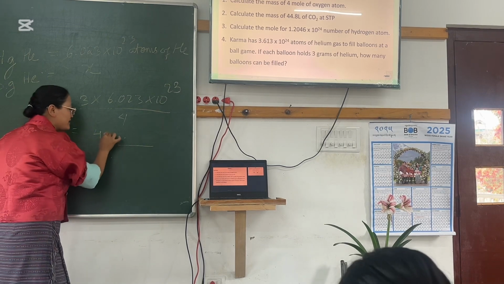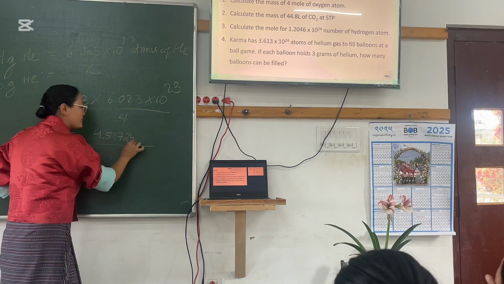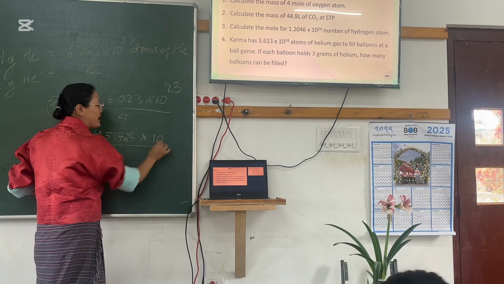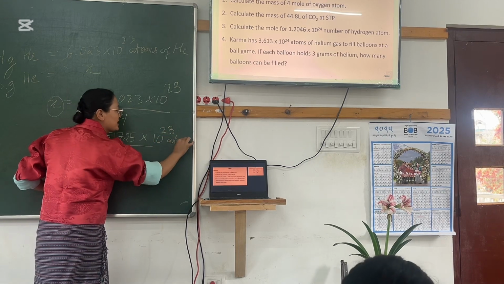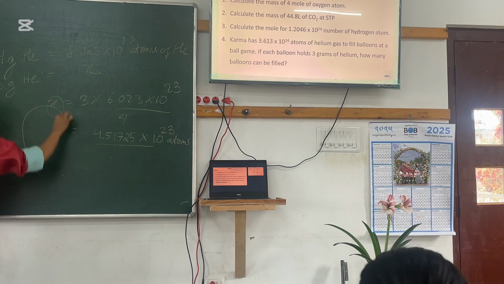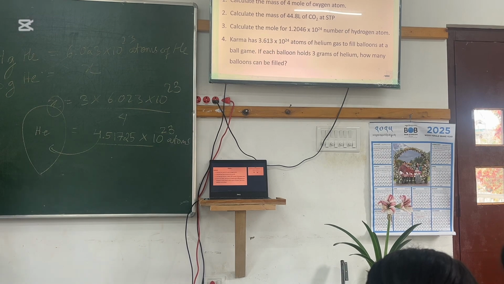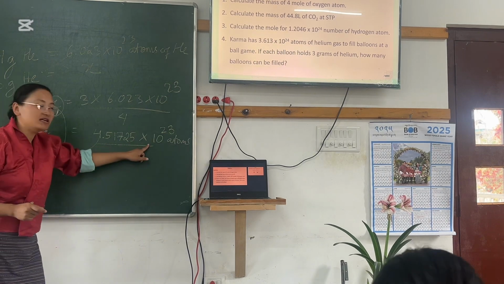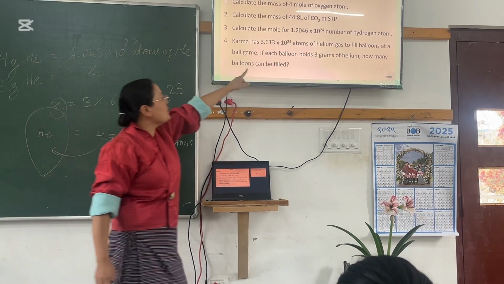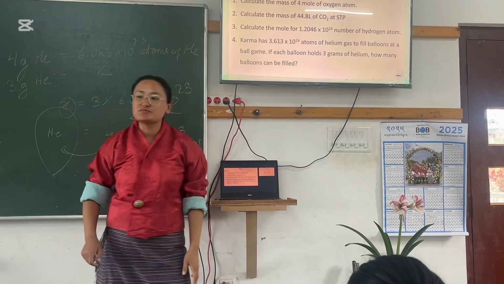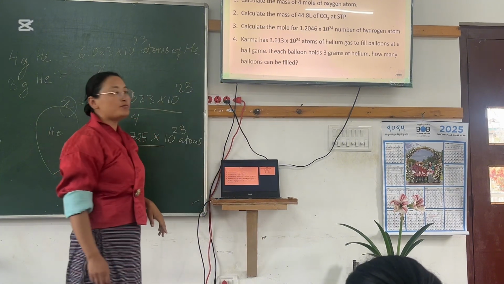4.51725 times 10 to the power 23 atoms. Meaning in that 3 grams of helium we have this many atoms, which means you require this many helium atoms to fill one balloon. Now what is the total number of helium atoms you have? 3.613 times 10 to the power 24.